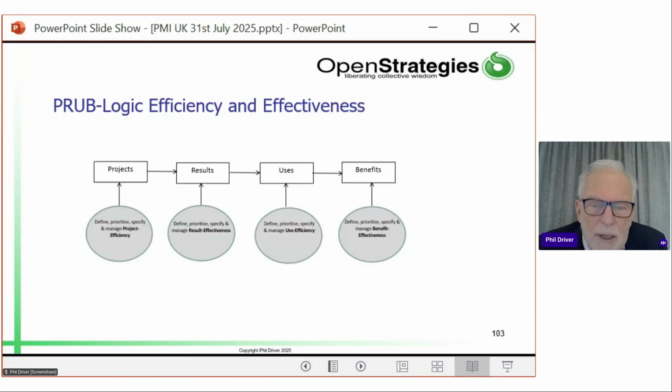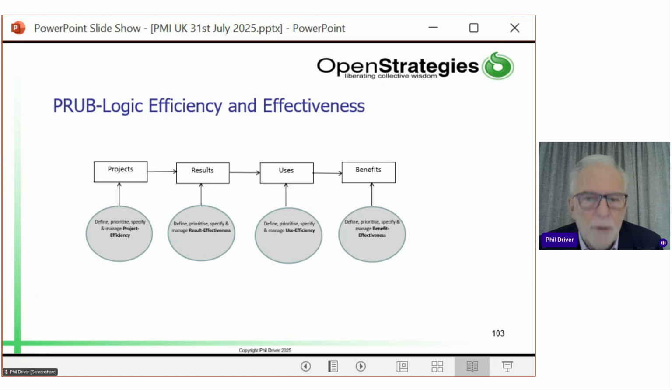So I'm now just going to touch on a few other things that PRUB-Logic does. What I've tried to do with PRUB-Logic is look at all of the things we need on strategies or project management, and I'm hanging them off the same PRUB framework. So I can write more about this. I've got a chapter in my new book about efficiency and effectiveness. So PRUB-Logic says that projects can be efficient, results can be effective, uses can be efficient, benefits can be effective.